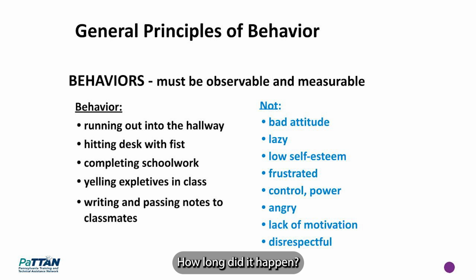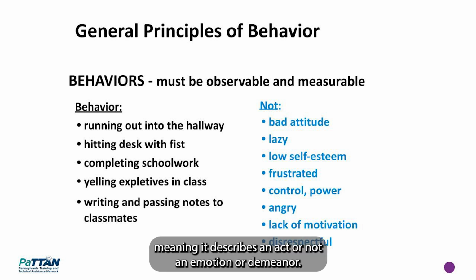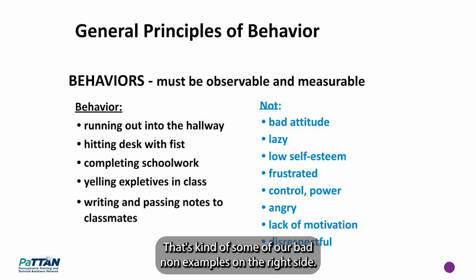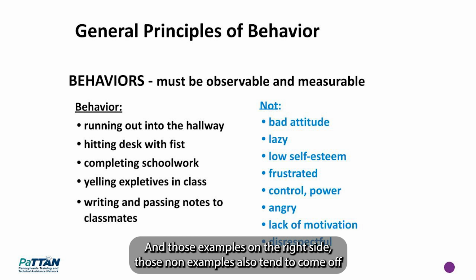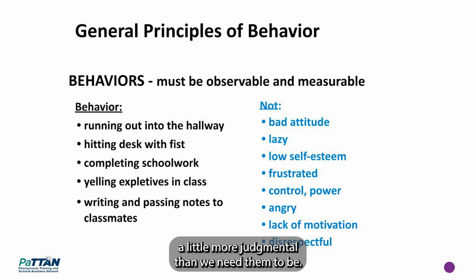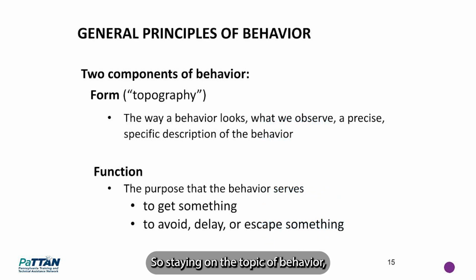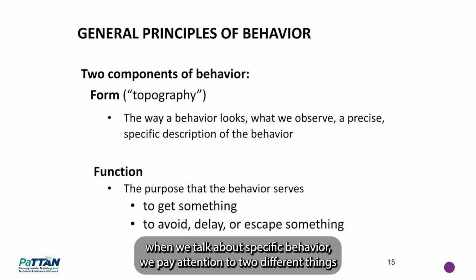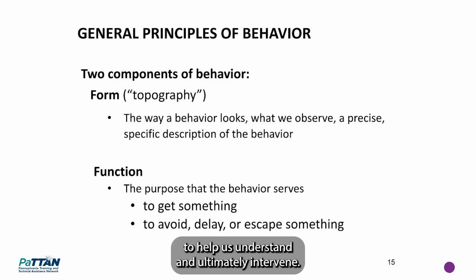How long did it happen? And it has to be observable, meaning it describes an act, not an emotion or demeanor. That's some of our bad non-examples on the right side. And those non-examples also tend to come off a little more judgmental than we need them to be. So staying on the topic of behavior, when we talk about specific behavior, we pay attention to 2 different things to help us understand and ultimately intervene.